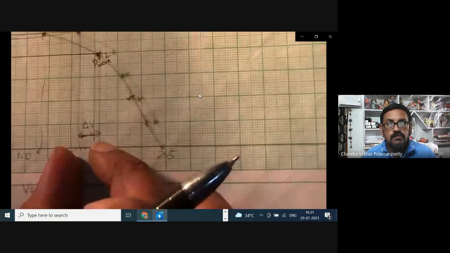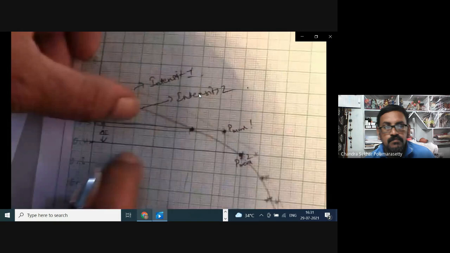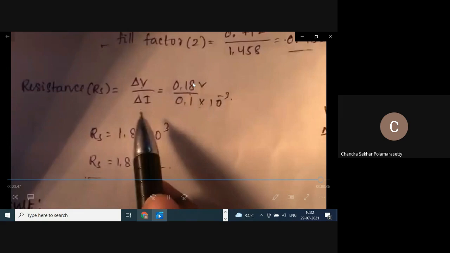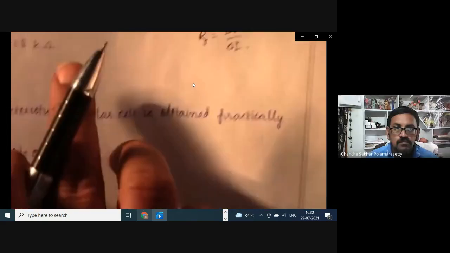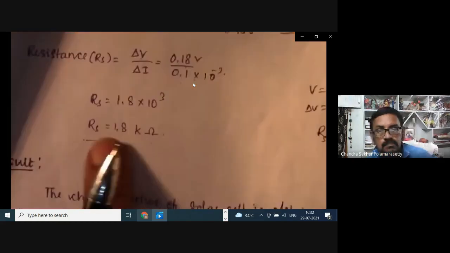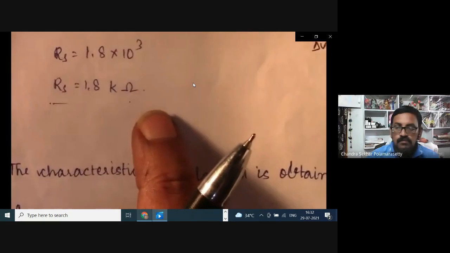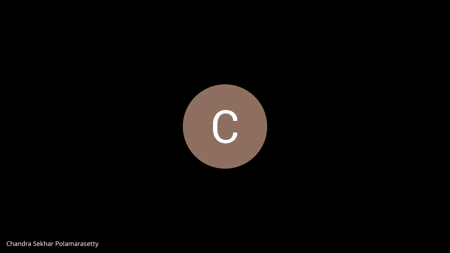So this is for intensity number 1. And draw another graph for intensity number 2. So students have 2 tables. This is table number 2. For this table, you have to draw the graph on the same graph sheet. Okay. So at 0.01 volts, what is the current? 0.7. So at 0.01 volts, what is the corresponding current? 0.7 milliamperes.